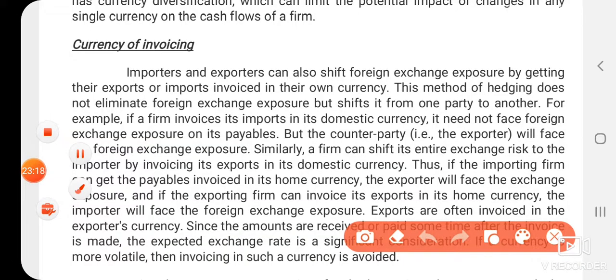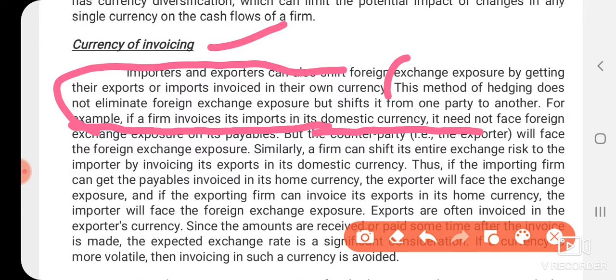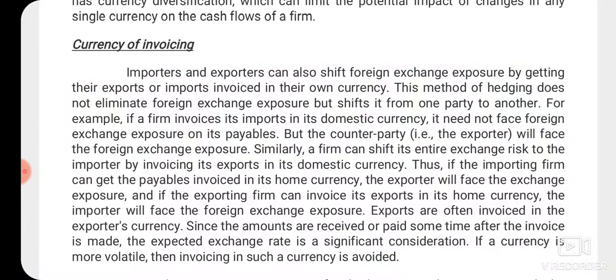In the previous technique, netting or offsetting, we are just avoiding or hedging the risk. Here, in currency of invoicing, this method of hedging does not eliminate the foreign exchange exposure. It does not eliminate the foreign exchange risk but just shifts it from one party to another party.